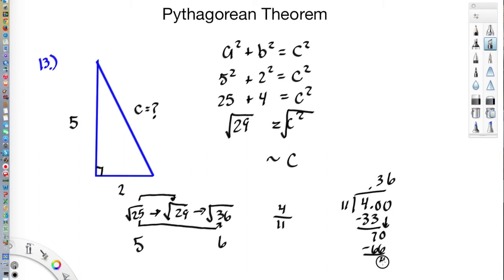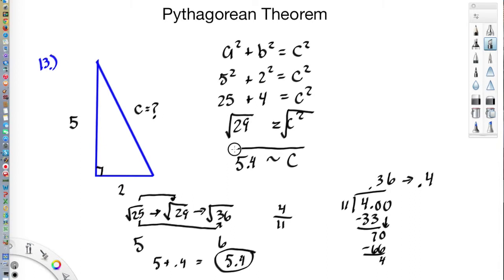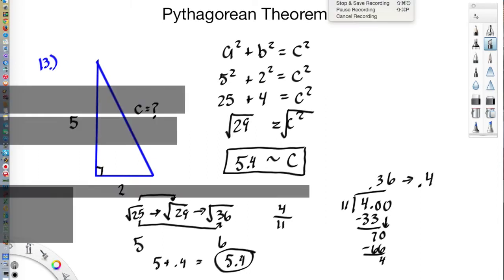If I want to round to the nearest tenth, and that's what we're asked to do, 36 hundredths will round to 4/10. Okay, so I take 5, add my 4/10 to it, and I get 5.4, or 5 4/10. So my side C is approximately 5 4/10.